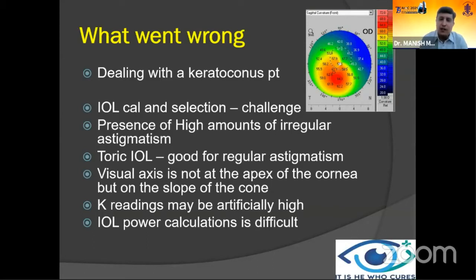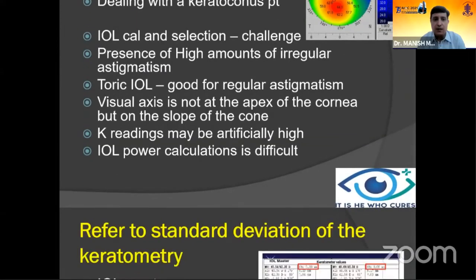What happens here is that the visual axis is not at the apex, but at the slope of the cone. And therefore, the keratometric readings that we get are only of the central or the paracentral area. So we can miss out on the actual K reading. And therefore, IOL power calculation is difficult in these cases.